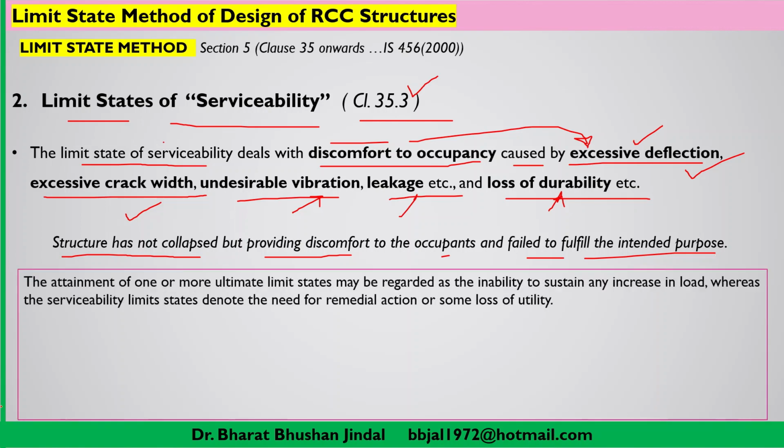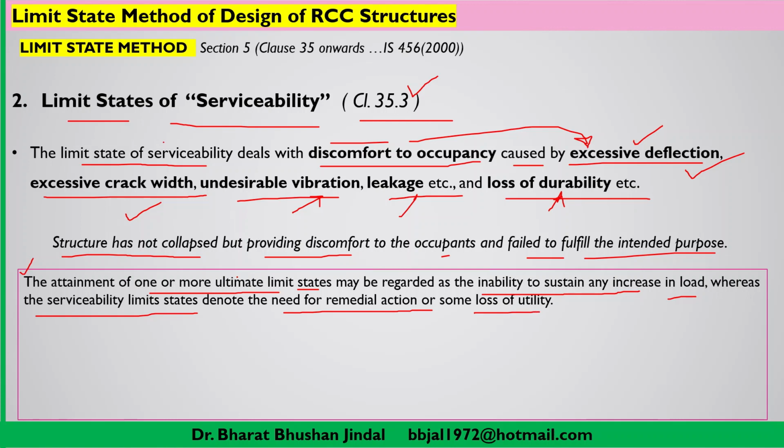Now, let us sum it up. The attainment of one or more ultimate limit states. So we have discussed two limit states: limit state of collapse and limit state of serviceability. Here, the attainment of any one of these states may be regarded as the inability to sustain any increase in load, whereas the serviceability limit state denotes the need for remedial action or some loss of utility.